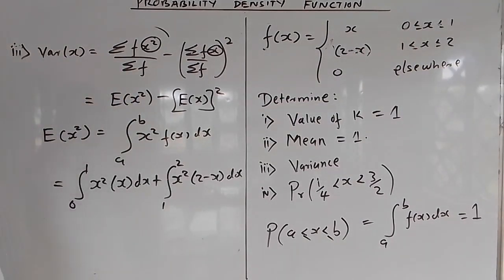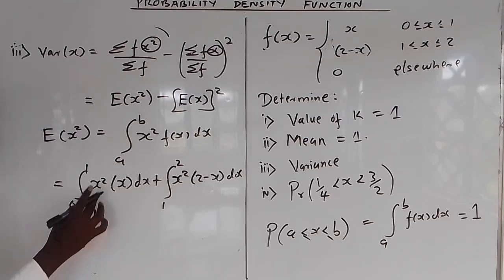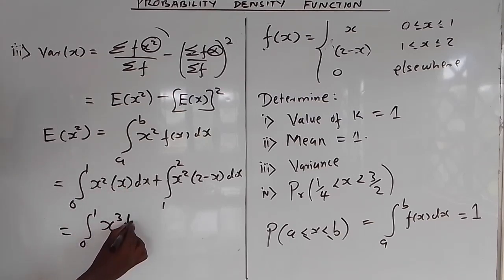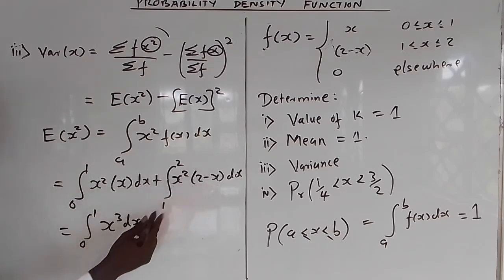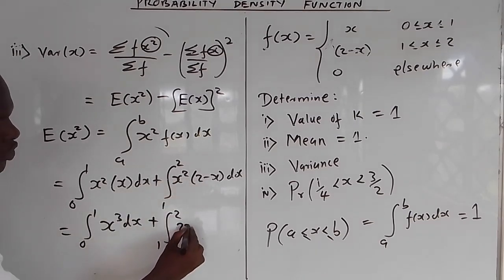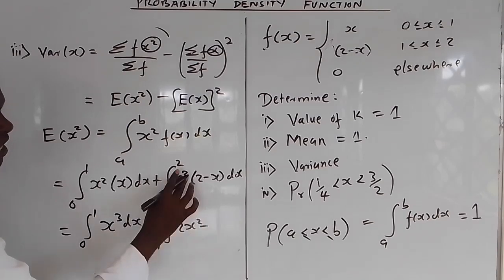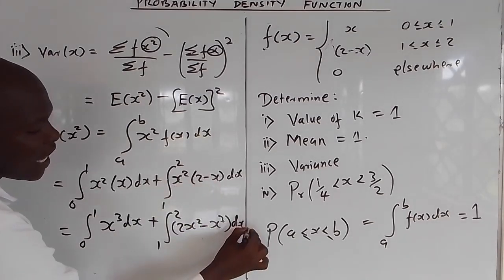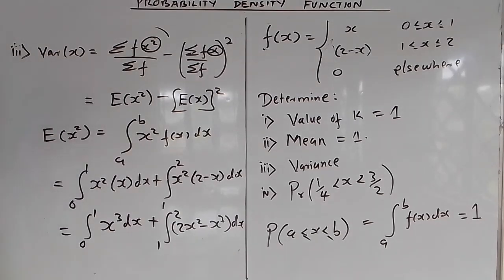Are we together? So start, simplify it into a form you can integrate. From 0 to 1, x squared times x gives you x cubed dx. Then plus, you are integrating from 1 to 2, x squared times 2 minus x, that is 2x squared minus x cubed dx. Good. So start integrating the first part here.